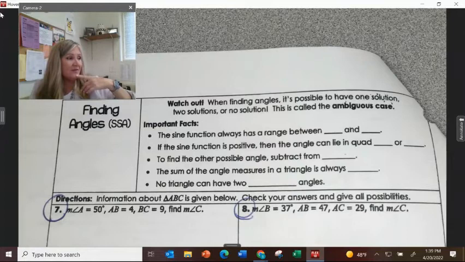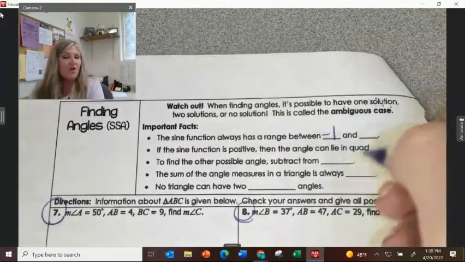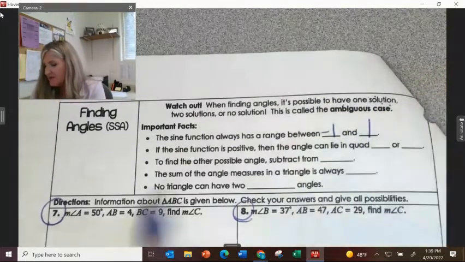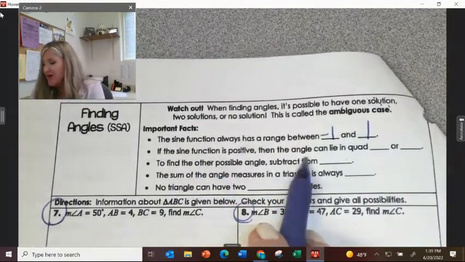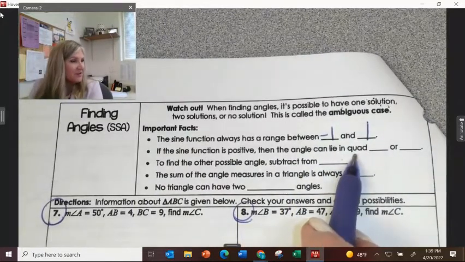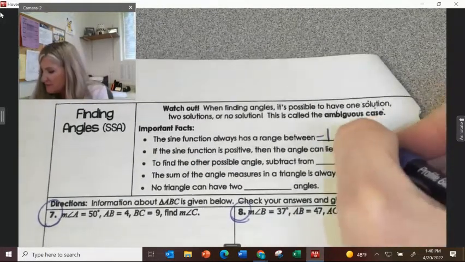Is it zero? Negative one is the smallest answer we can get. What's the largest answer we can get for the sine function? One. If the sine function is positive, then the angle can lie in which quadrants on the unit circle? One and two, right?